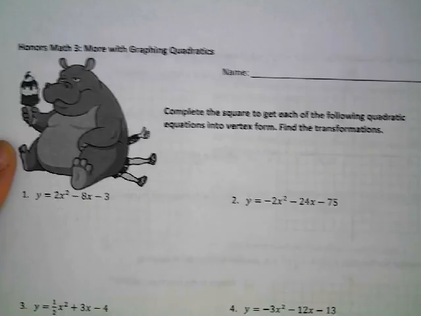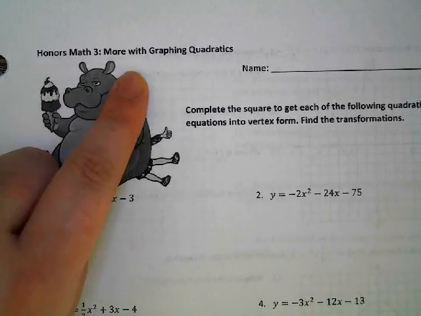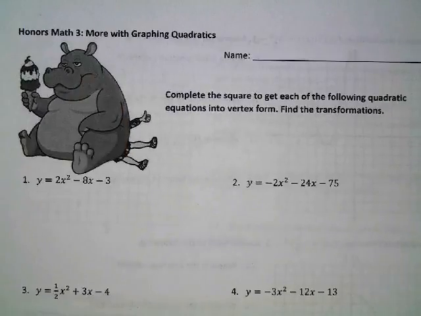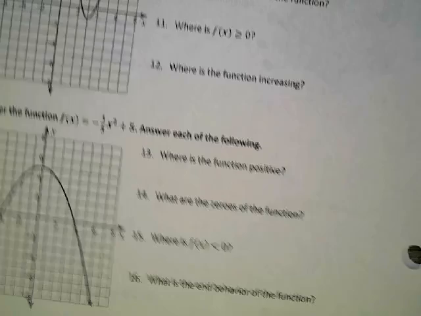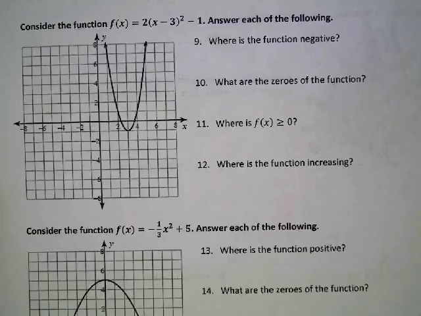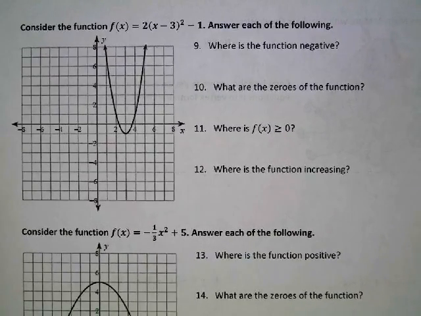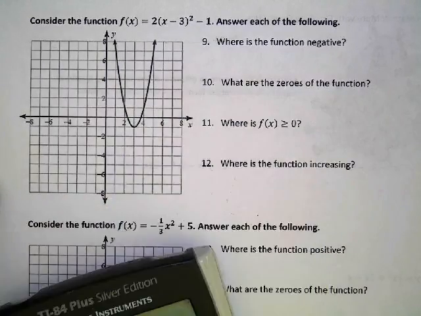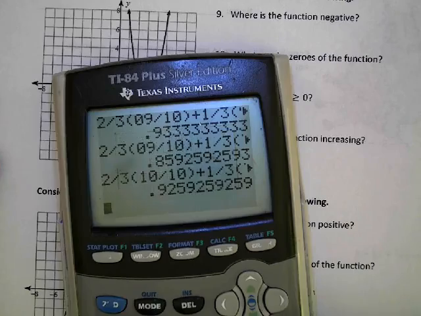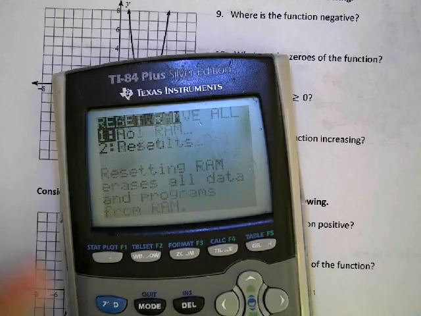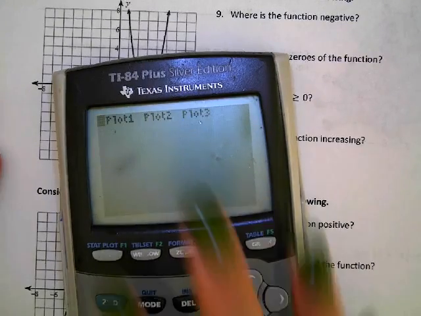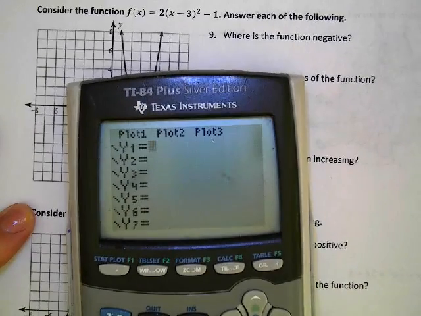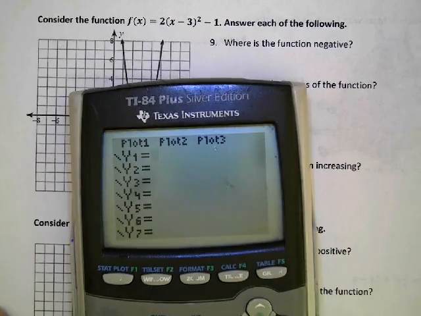All right, we are going to do that assignment more with graphing quadratics, looking at 9 through 20. So starting with the first set of problems, 9 through 12, I'm just going to go ahead and type in the problem.